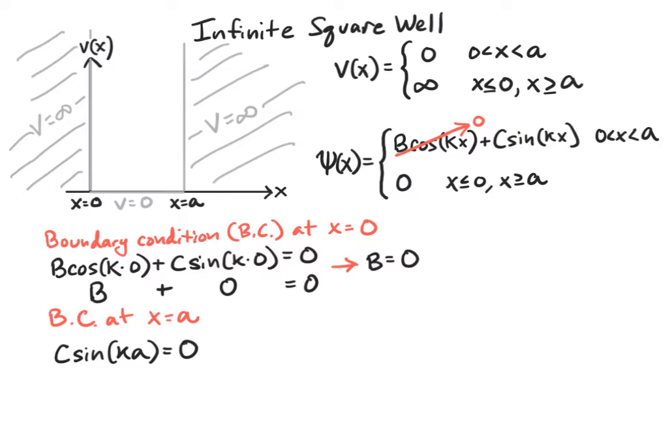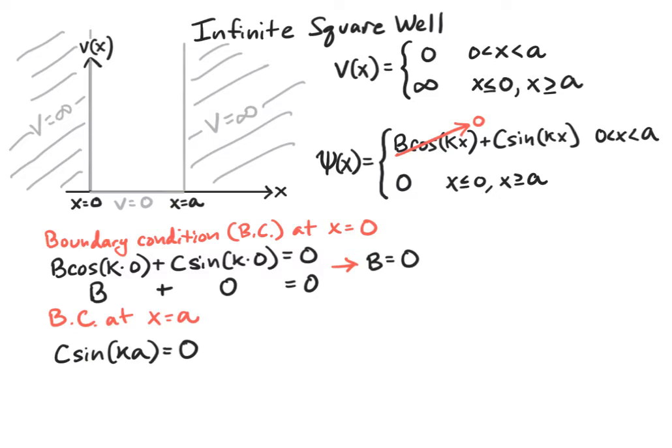And since we already established that b is equal to 0, we only have to worry about the sine term. Now, if this is equal to 0, one way we could make this work is by setting c equal to 0. But c is a constant. If I set this equal to 0, then my wave function becomes 0 everywhere, and I'm describing a state of a particle that doesn't exist. So that's not what we're looking for.